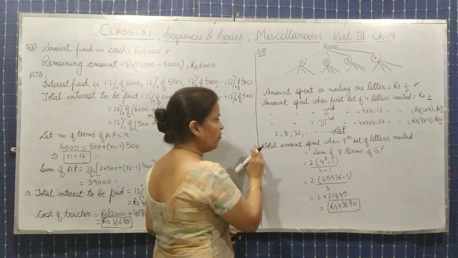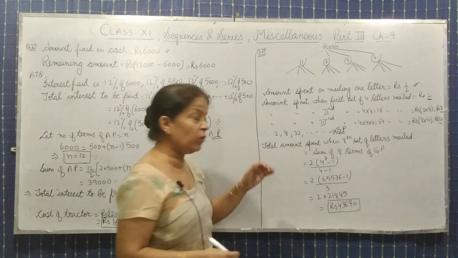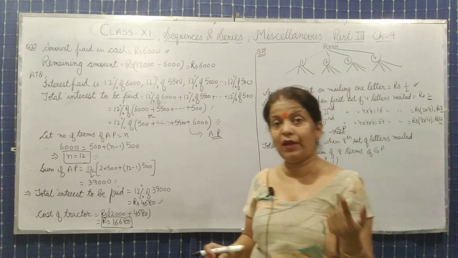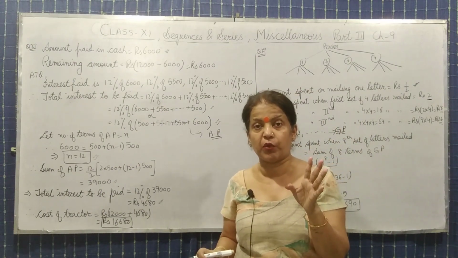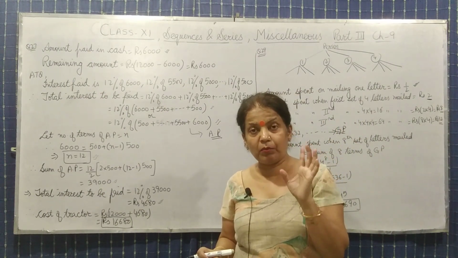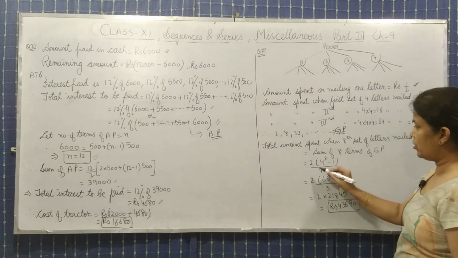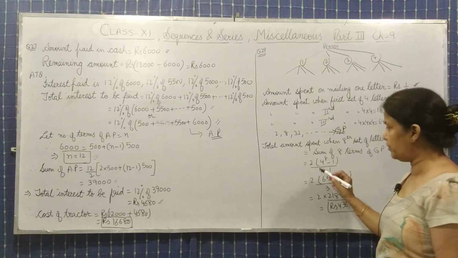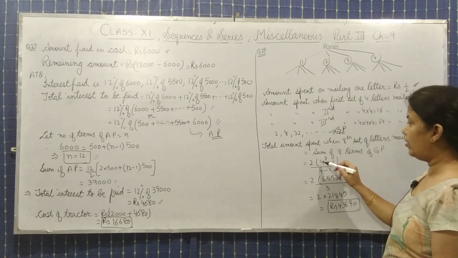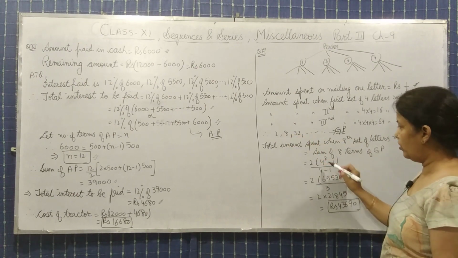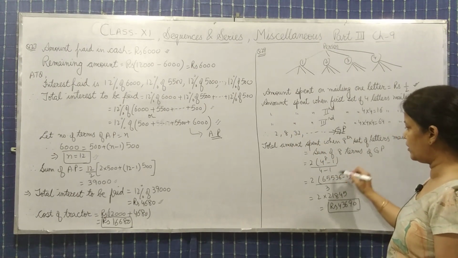Now we have to find out the amount spent when 8th set of letter is mailed. 8th set of letter का मतलब n की वैल्यू क्या हो गई? 8 हो गई, isn't it? 8th number of set will be 8. So n is 8. So use the formula of the GP: a(r^n minus 1)/(r minus 1). r will be 4, 4 power 8 minus 1.